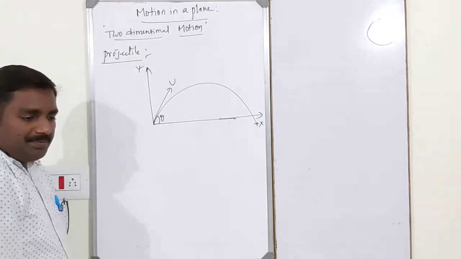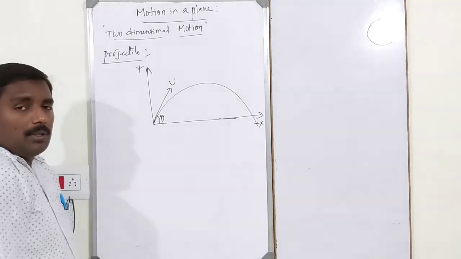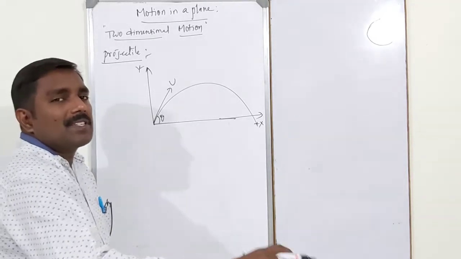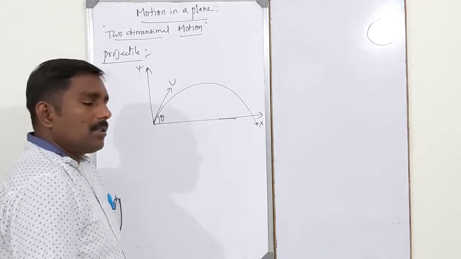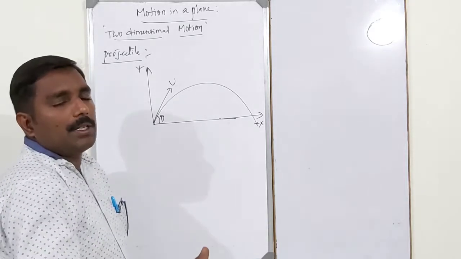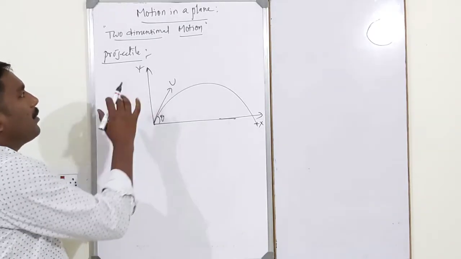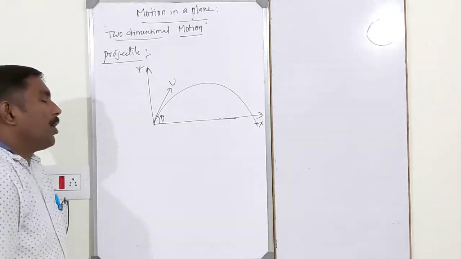Moreover, another example: a ship moving on the surface of the ocean. That is, the ship moving forward, backward, and sideways also. That is nothing but a two-dimensional motion. Similarly, projectile motion is nothing but a two-dimensional motion.